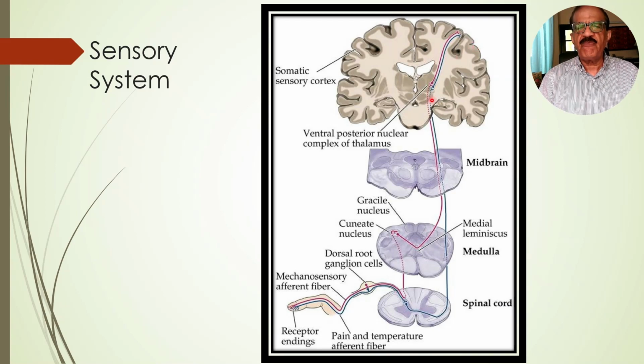There are some sensations which can be perceived here also, but fine sensations like two-point discrimination, stereognosis, and the ability to appreciate the texture, to recognize things, they're all done in the cerebral cortex. So cerebral cortex is actually the master of all neurological activities.